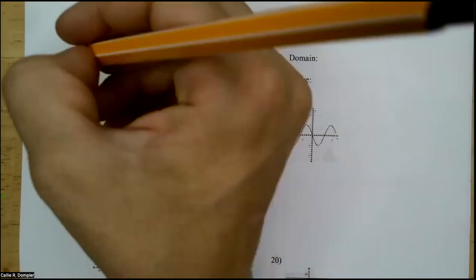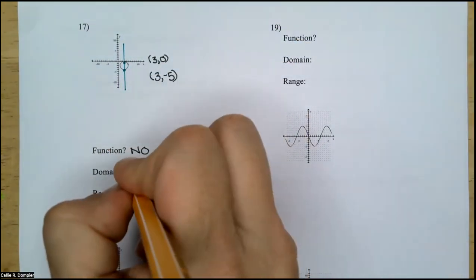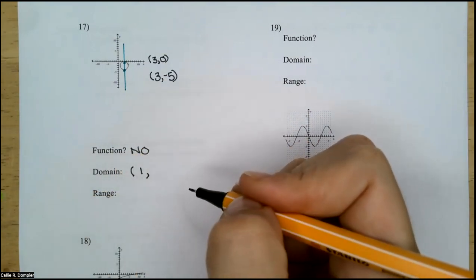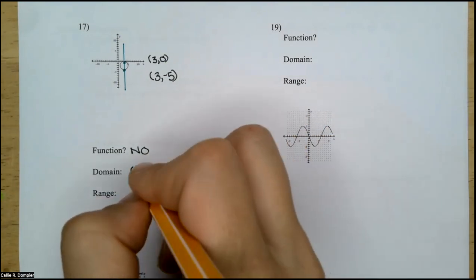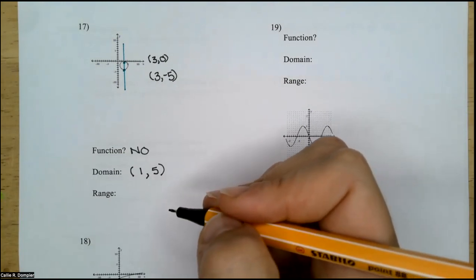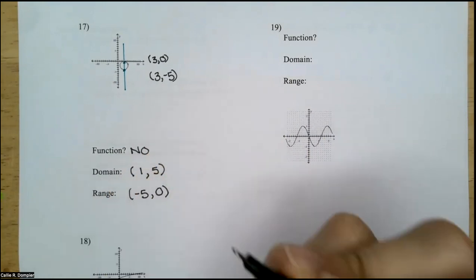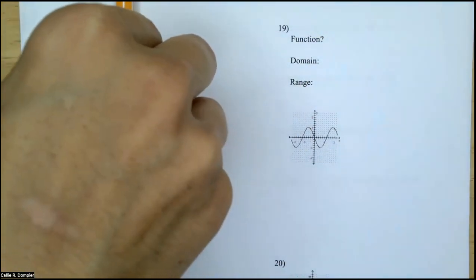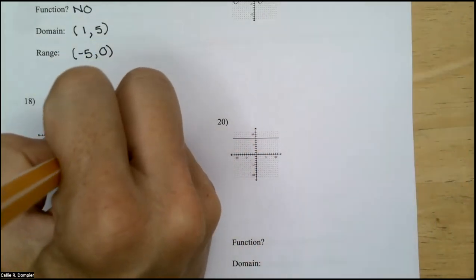The domain from negative x to positive x, I'm going to call it from 1 until 5. Hopefully your graphs are way better than mine. And then my range is going to be from, remember, start at the negative side, so -5 to 0. Okay. So from -5 to 0 on my y, from 1 to 5 on my x, but not a function.